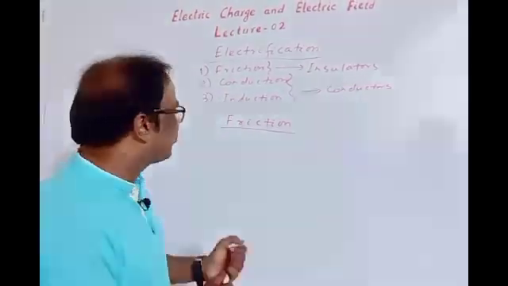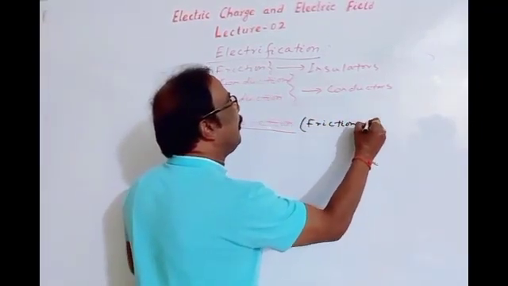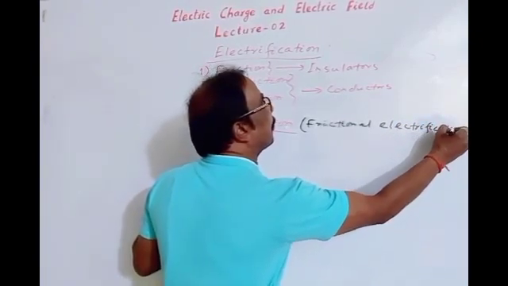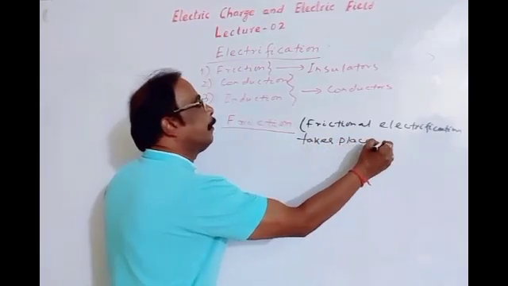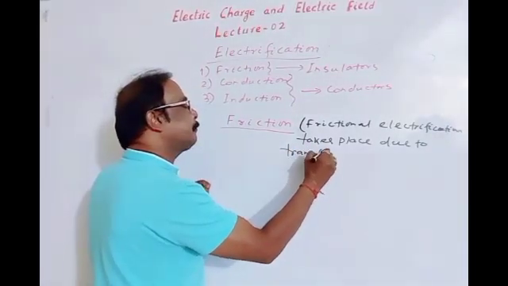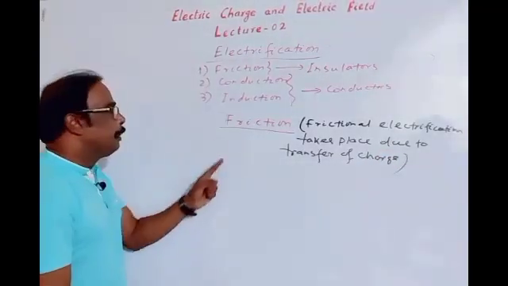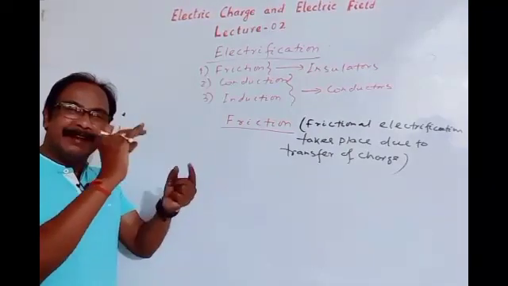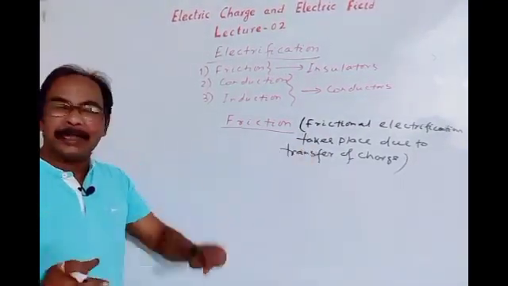Thus we get a point. Frictional electrification takes place due to transfer of charge. If two bodies are rubbed against each other, electrons are transferred from one body to another body. So, due to transfer of charge.